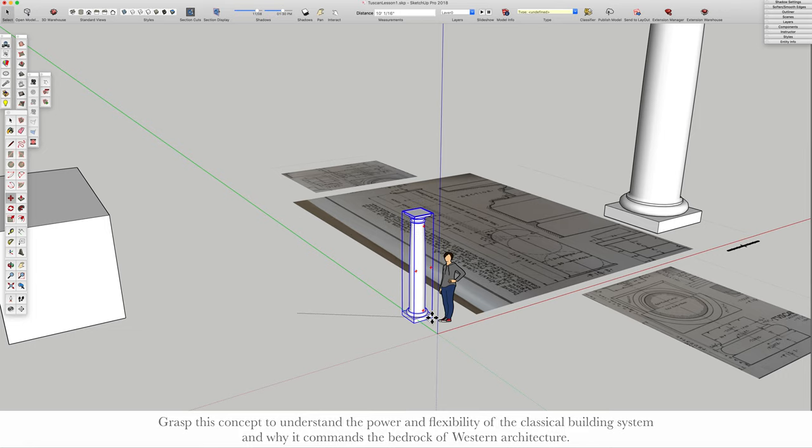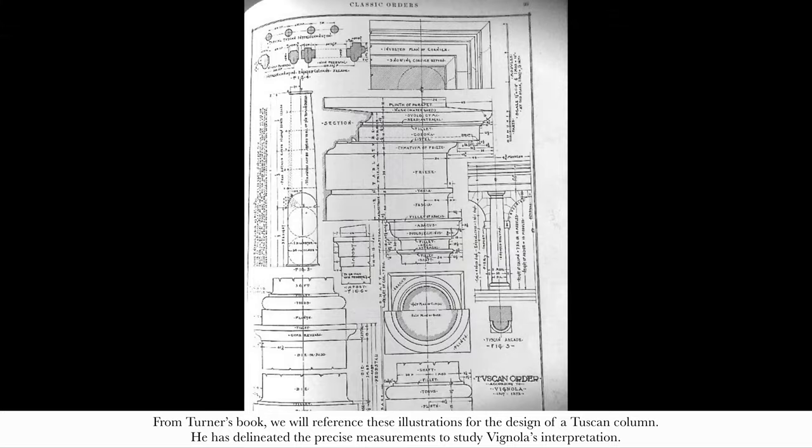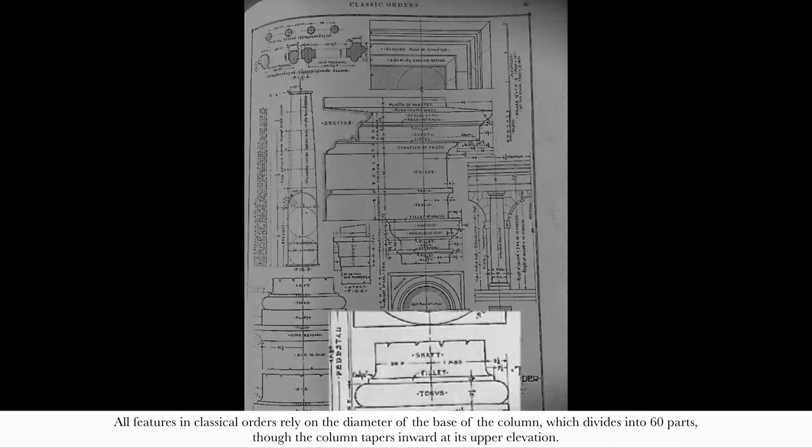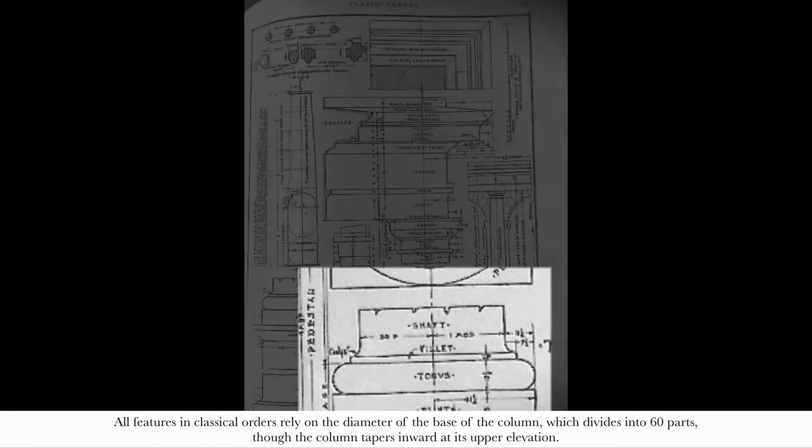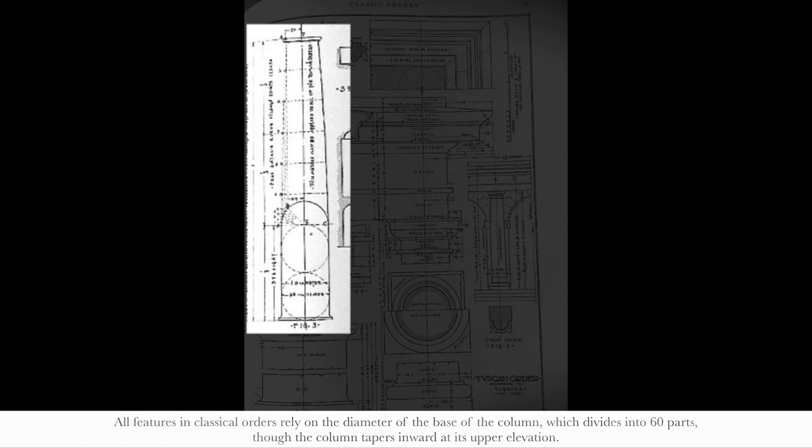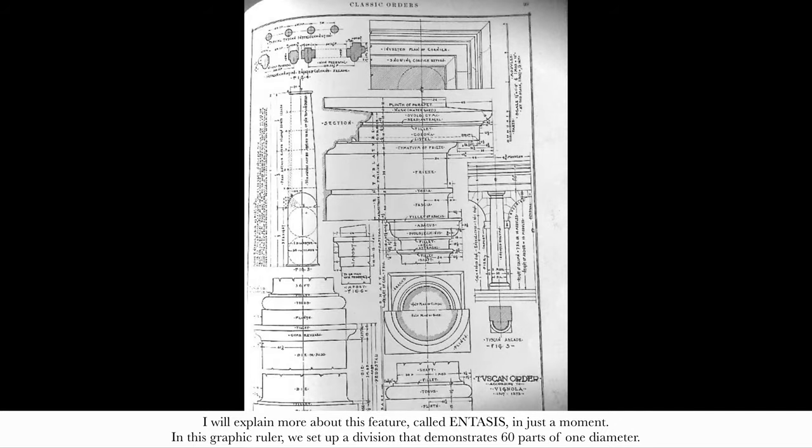of Western architecture. From Turner's book, we will reference these illustrations for the design of a Tuscan column. He has delineated the precise measurements to study Vignola's interpretation. All features in classical orders rely on the diameter of the base of the column, which divides into 60 parts, though the column tapers inward at its upper elevation. I will explain more about this feature, called entasis, in just a moment.